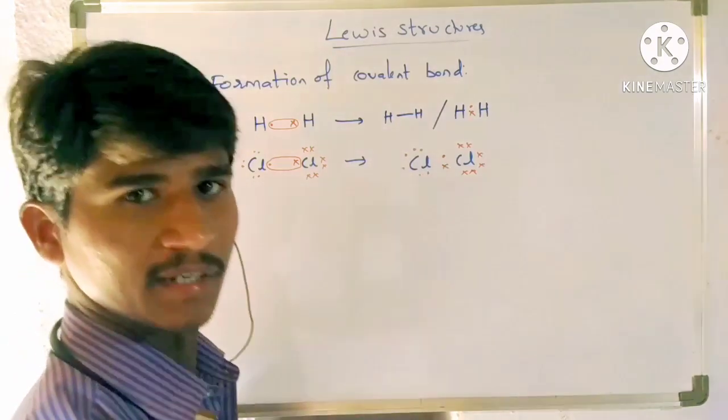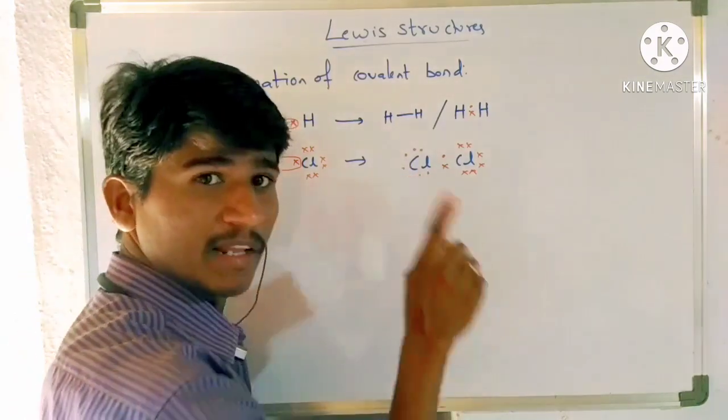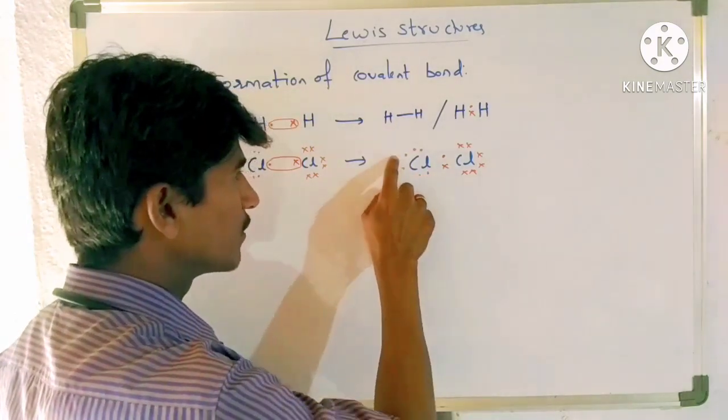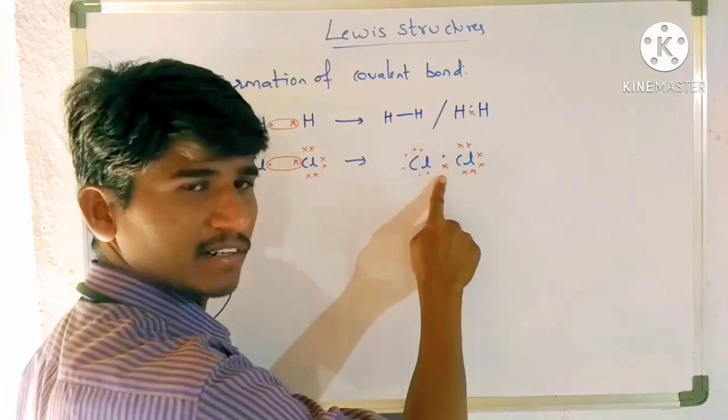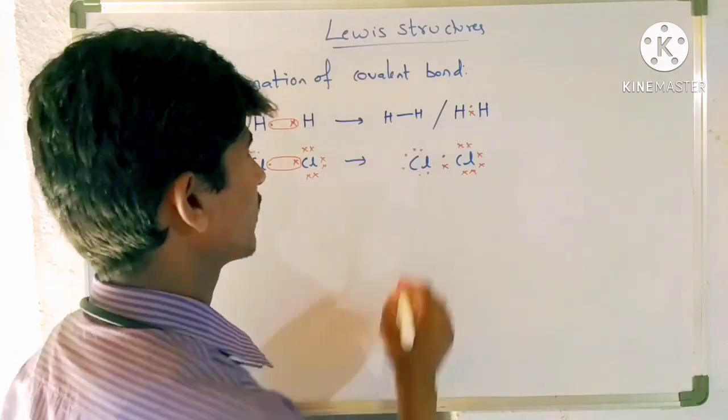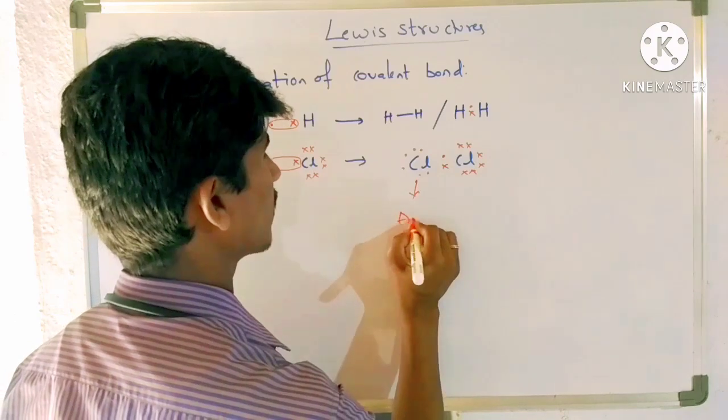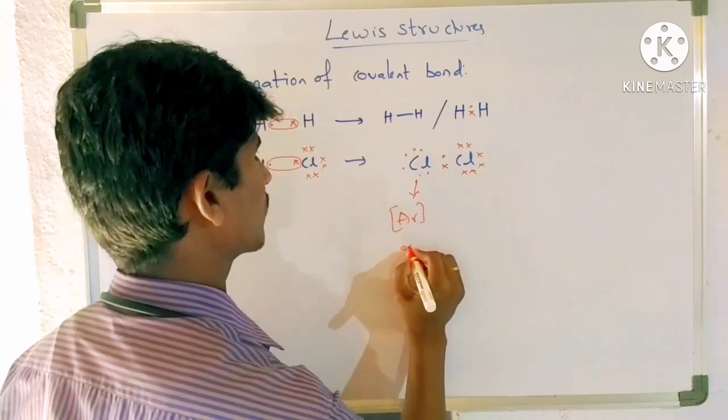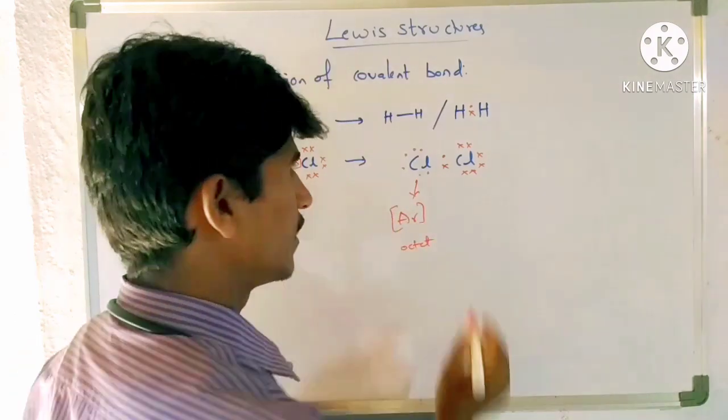Now you can look at here. This chlorine has now how many electrons? 1, 2, 3, 4, 5, 6, 7, 8 electrons. So it got octet configuration, stable, argon configuration. Means octet. So stable.